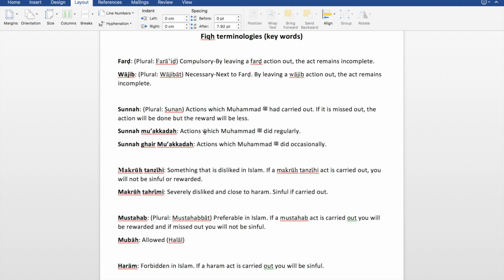And they are actions which Muhammad sallallahu alaihi wasallam did regularly. So he would always do them. Maybe he just missed them out once or twice because he had a valid excuse. Because he had an excuse, he didn't do them. But generally he'd do them all the time. So these are the sunnah mu'akkada. These are the ones that we have to do. Okay, now this is very important. You need to write this down, what I'm about to tell you.